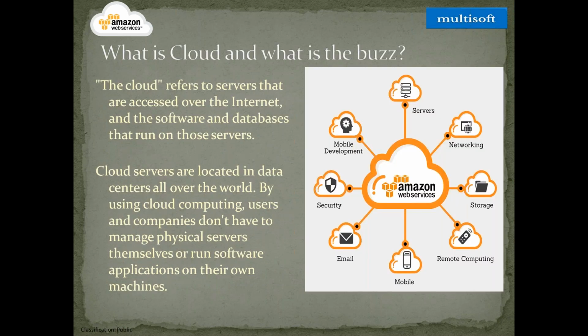So let's get started. What is cloud? The cloud refers to the servers that are accessed over the internet, and the software and databases that are running on those servers. What does cloud really mean? To put it very simply, cloud means it's on the internet. Different services like google.com or amazon.com are all hosted on the cloud. All you need is internet, and you get connected via routers and are able to access them.